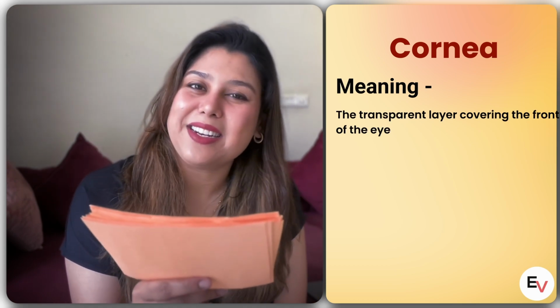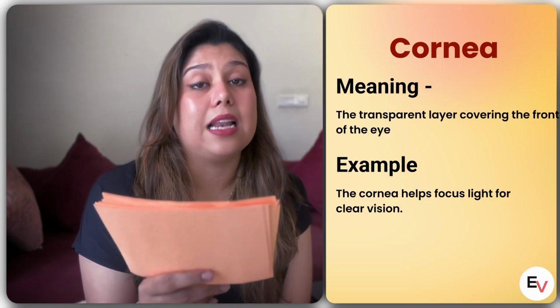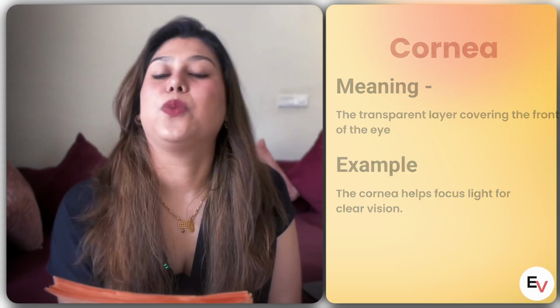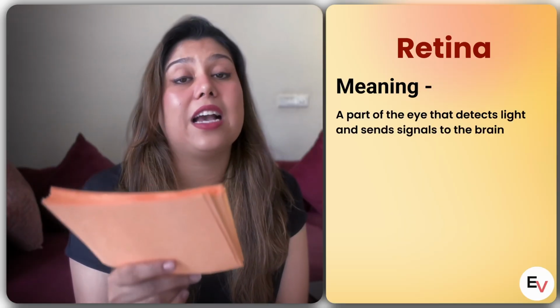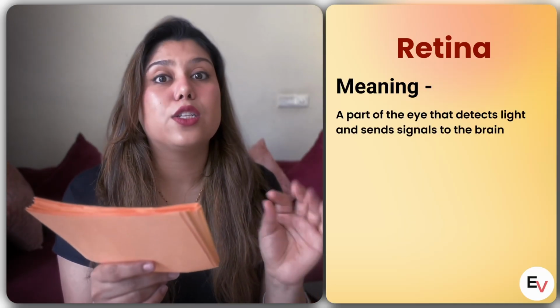Now, let's frame a sentence with this word. The cornea helps focus light for clear vision. Moving on to your next word, retina. Repeat after me, retina, which means a part of the eye that detects light and sends signals to the brain.